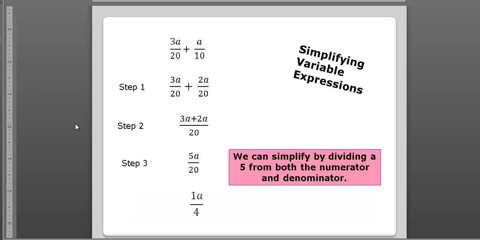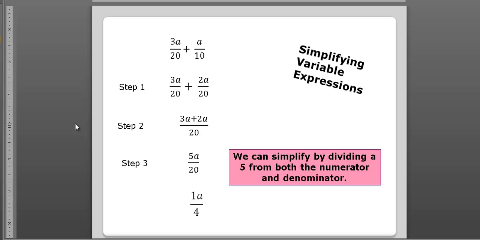Okay, here's one where we're talking about some variables. You know it's algebra. We're going to add a little bit to it. This time we have some variables, and we need to simplify these variable expressions. I have 3a over 20 plus a over 10. And I need to combine these. If I go back to my steps, it says I need to have like denominators. So I want to get them both to 20.